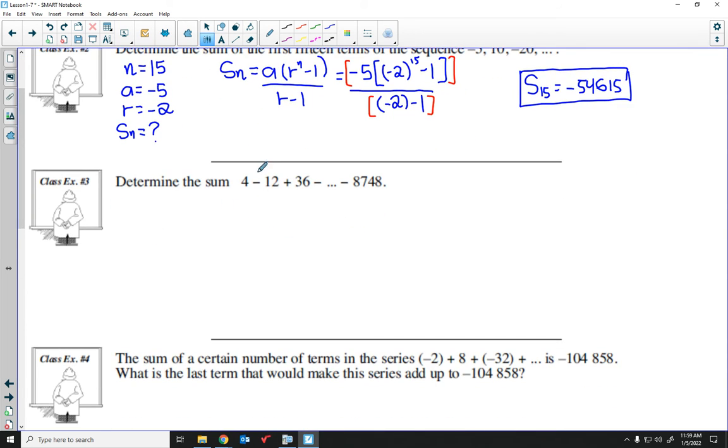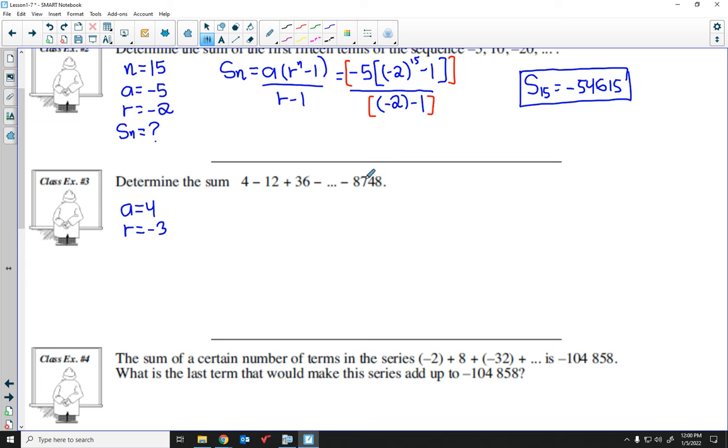Example 3. So we have a series, and again, I can see that with the plus and the negative signs. So what do we know in this situation? I know the first term, which is 4. The common ratio, well, how do you go from 4 to negative 12 to positive 36? You're going to multiply by negative 3. 4 times negative 3 would be negative 12. Negative 12 times negative 3 would be positive 36. So r is equal to negative 3.